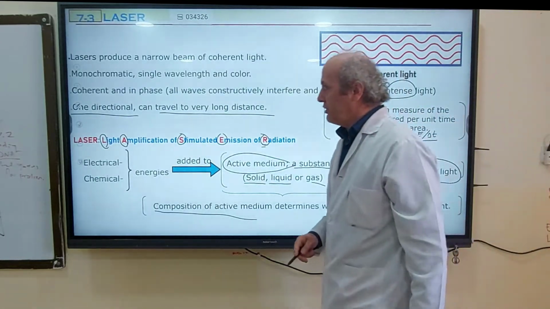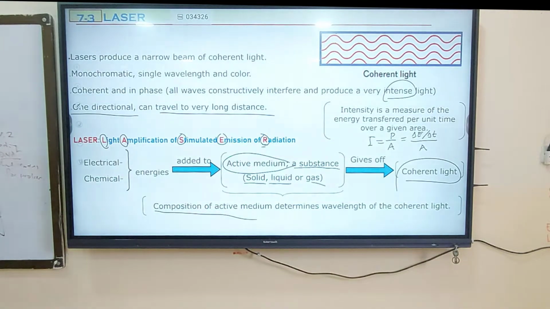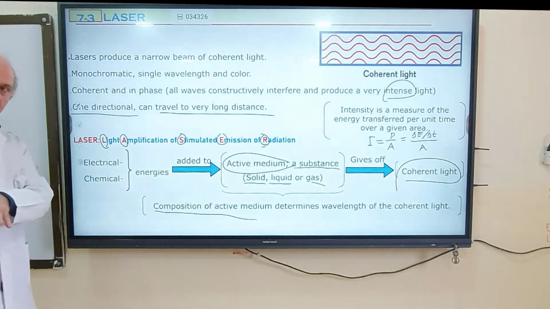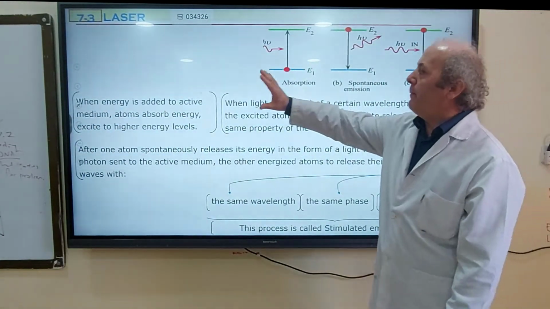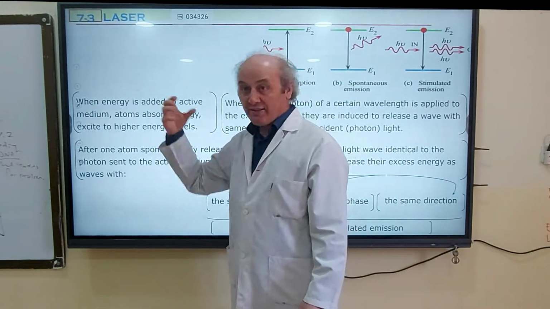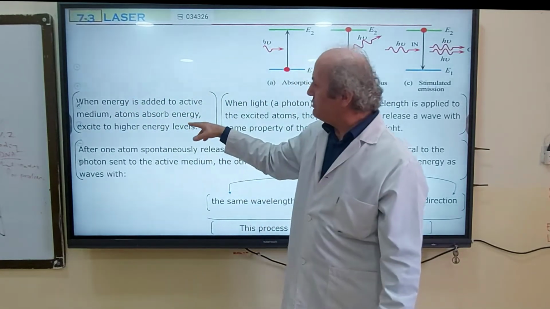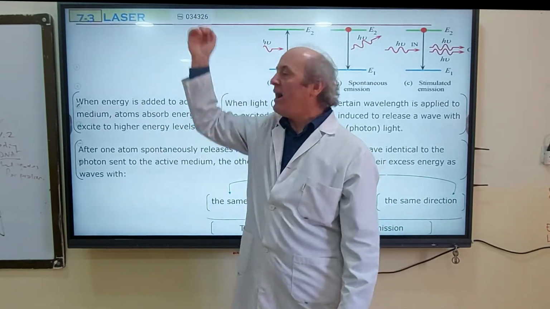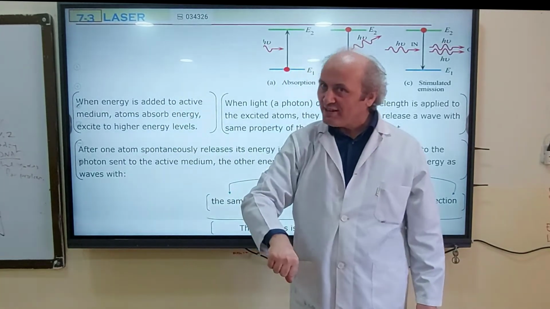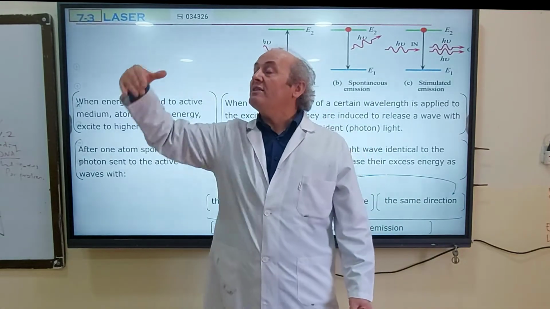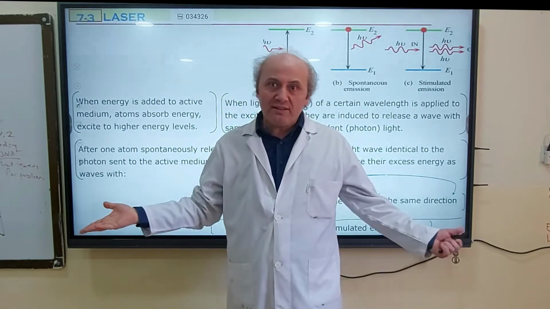sent by this medium. Now let's learn how we can make a single color in a laser with stimulated emission. What is stimulated emission? First, we need to add energy to the active medium to excite electrons to higher energy levels. When energy is added to the active medium, atoms absorb energy and are excited to a higher energy level. If you leave them alone, they will transit to lower energy levels, and they can transit in multiple ways. Multiple transitions can produce multiple wavelengths. So it's not a laser, it's ordinary light.